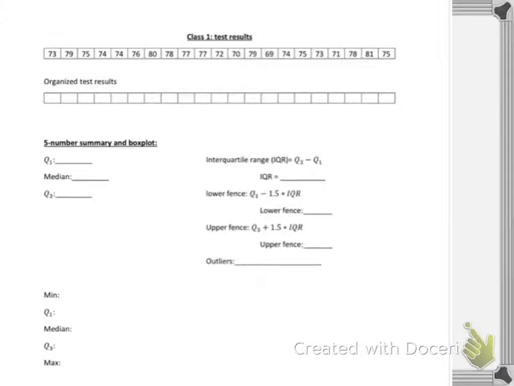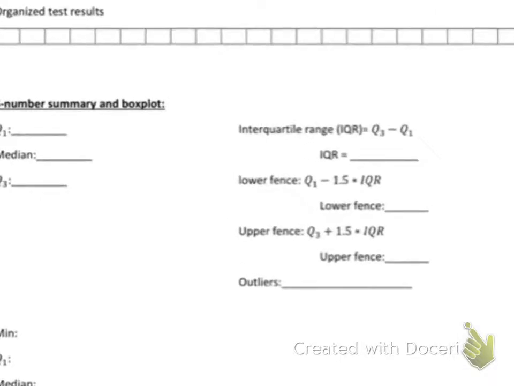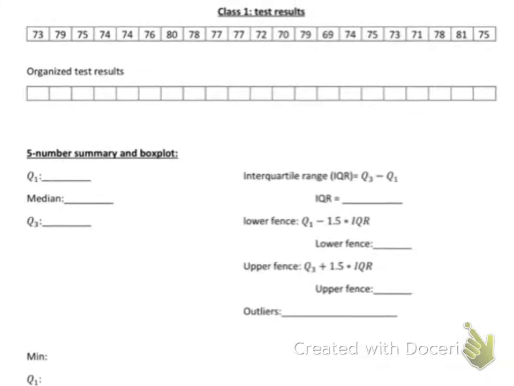All right, so this is class 1 test results. I know it's a little bit blurry, but I'm trying some new software, so we'll see how this works. So the first thing we should probably do is organize our results, because we need to know the order of them. We need to know what the middle value is in the rank from lowest to highest.